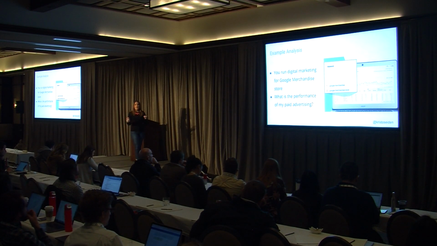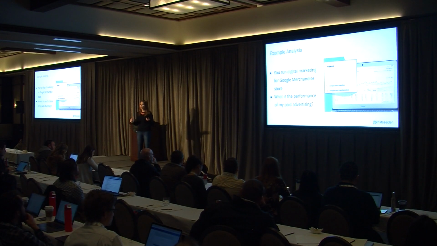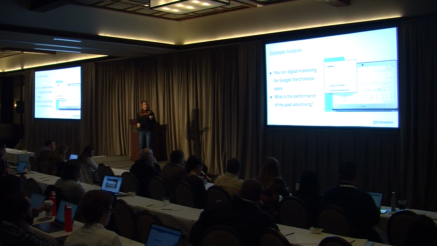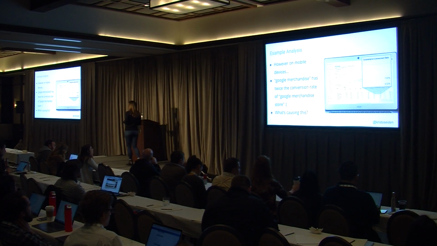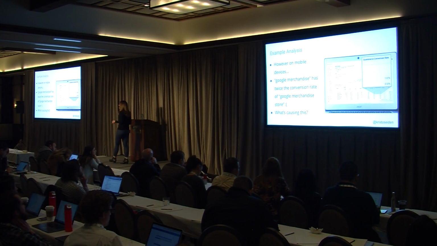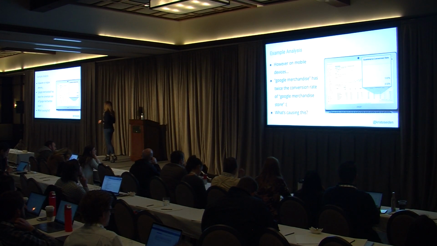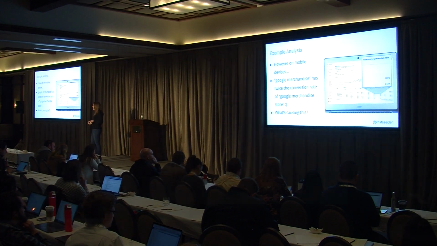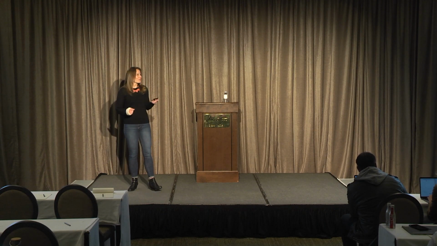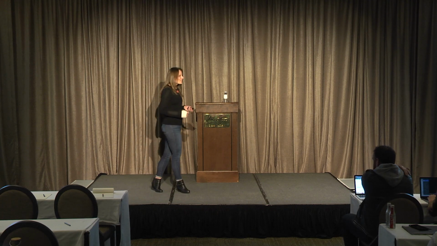Now, let's pretend that you run the digital marketing for the Google Merchandise Store. And you want to know what the performance of your paid campaigns is. Specifically, two terms come to mind: Google Merchandise and Google Merchandise Store are standing out. Now, you dig into this a little bit more. You segment by mobile, and you see something kind of funny. You see that on mobile, Google Merchandise actually has twice the conversion rate of Google Merchandise Store. And you're wondering why that might be, right? They're pretty similar terms. They had a lot of the same amount of searches. Well, let's go ahead and dig into this.